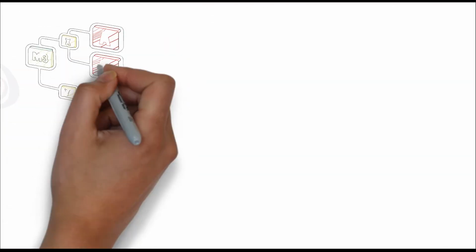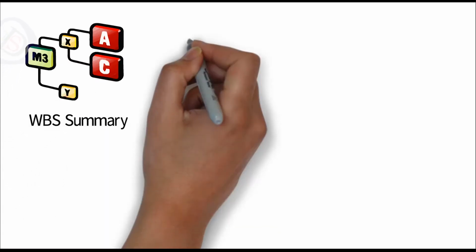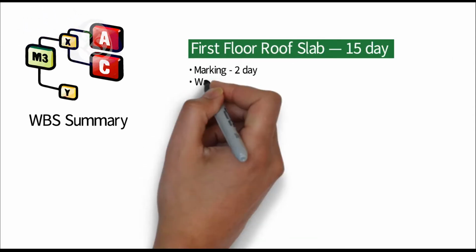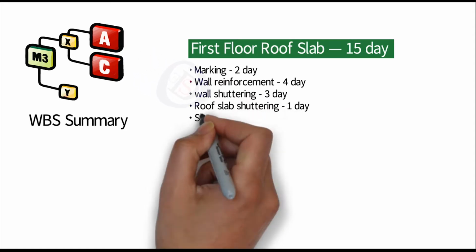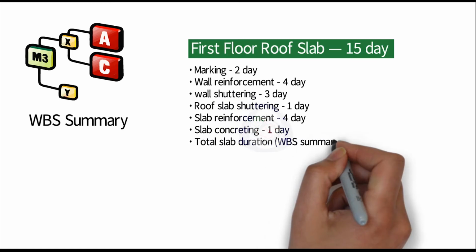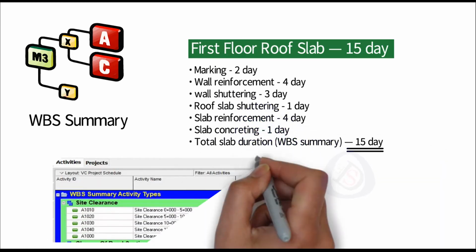So next we move to the WBS summary. In WBS summary, we can calculate the summary of a whole group of activities in one activity. For example, marking activities 2 days, wall reinforcement 4 days, wall shuttering 3 days, roof shuttering work 1 day, slab reinforcement 1 day, slab concrete 1 day, and the total will be calculated as 15 days. So we can get the summary on that one.